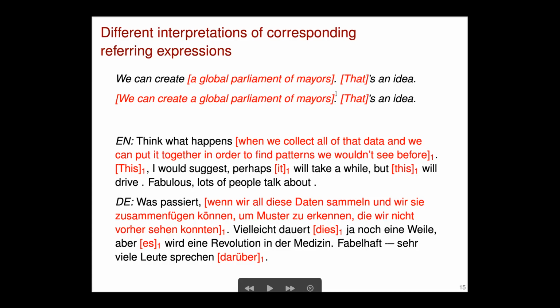That's an idea where the "that" can either refer to a global parliament of mayors, or it can refer to the whole idea of creating a global parliament of mayors. And both of those interpretations are plausible, and there's nothing in the text to actually disambiguate them. This is a slightly more complicated example here, where again with the word "this", and I think there's a "this" missing up here. Lots of people talk about this, and what "this" is that is being talked about could be either the collection of the data, or it could be the revolution in medicine that might happen later on. And the text doesn't really say; both interpretations are plausible.